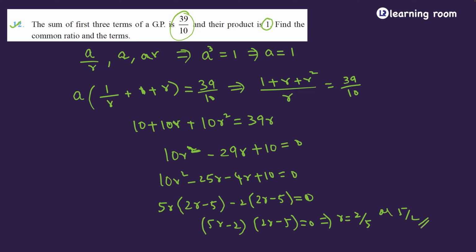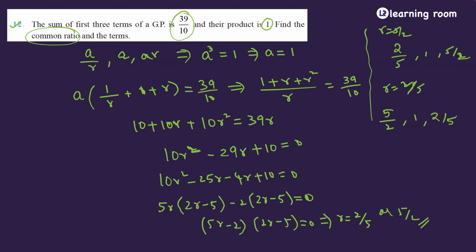Right? So the next part that they asked is, we found the common ratio. They're asking what are the terms also. So if you look at the terms, what are the terms going to be? If you take R is equal to 5 by 2, the terms will be 2 by 5, 1 and 5 by 2. If you take R is equal to 2 by 5, then the terms will be 5 by 2, 1 and 2 by 5.